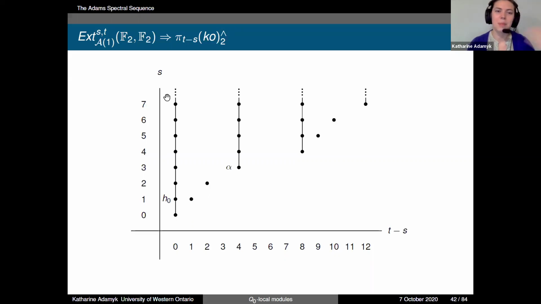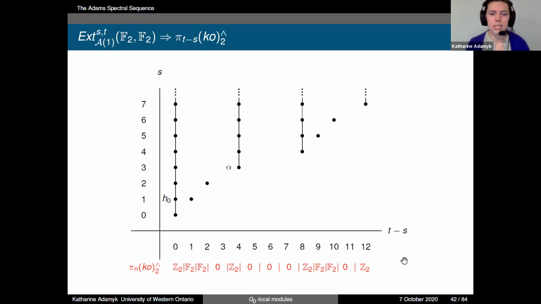If I look all the way up the column, what that's telling me is that I have a copy of the 2-adics, which is precisely Z completed at 2. So we can see exactly what we would expect from knowing the homotopy groups of little ko on this Ext chart.